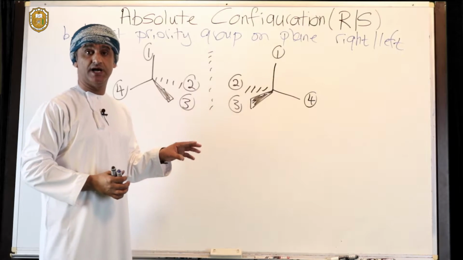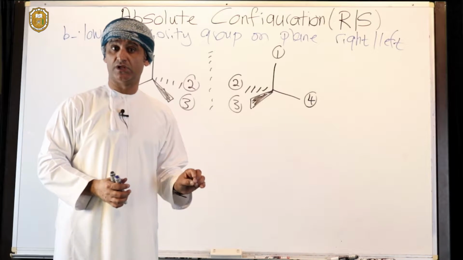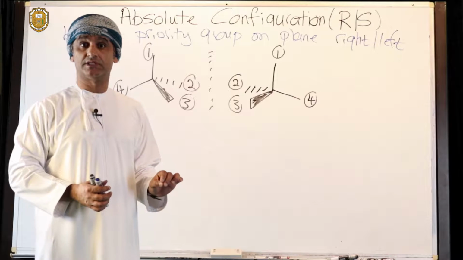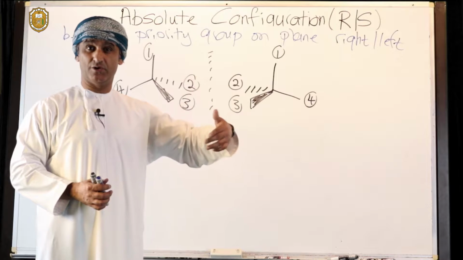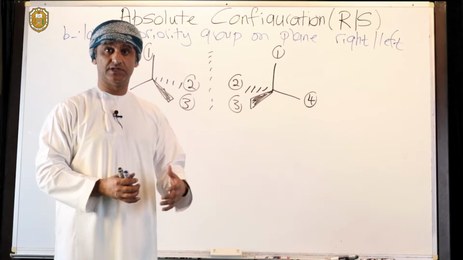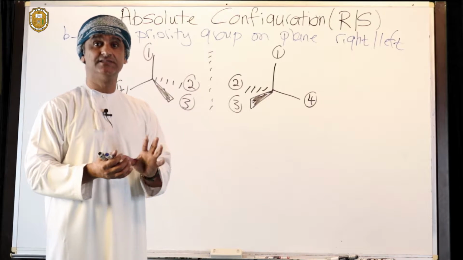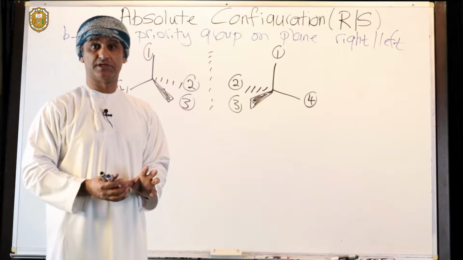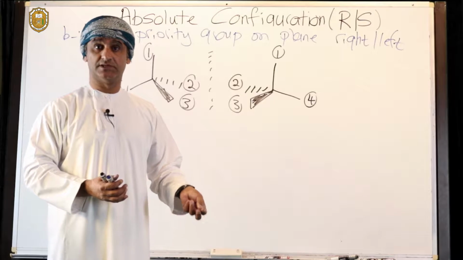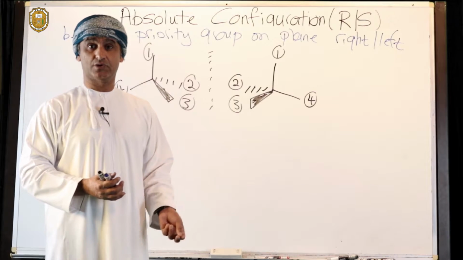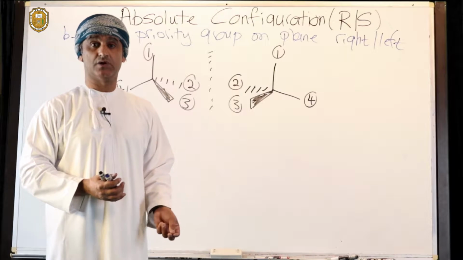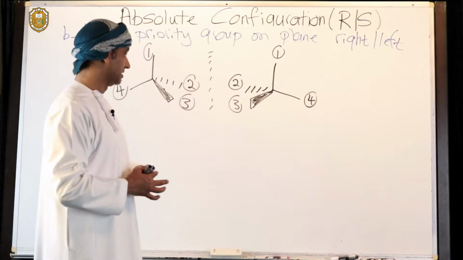And remember, the bottom line or the rule is to view the molecule so that the lowest priority group is away from us, or it's at the back or at the rear, if you like. So it's unseen, and then we end up with 3 groups, and then we check the rotation. If rotation is clockwise, then it's an R configuration. If rotation is counter-clockwise, it's an S configuration.